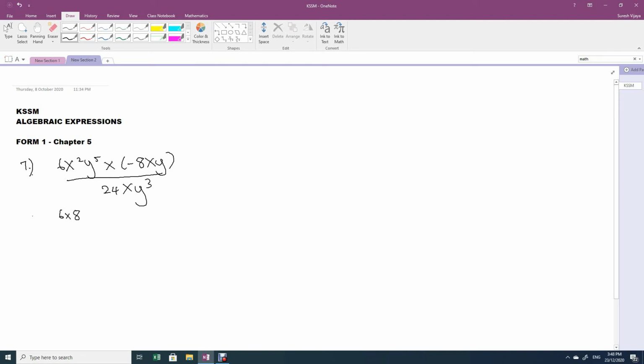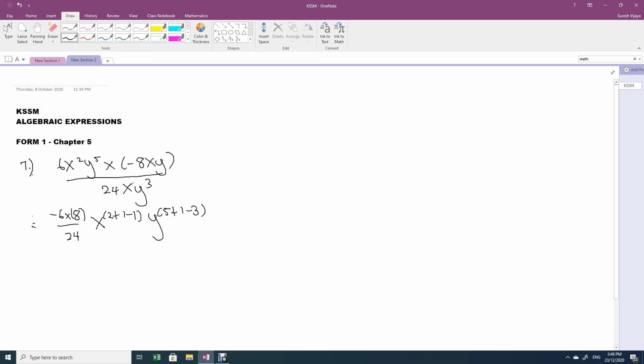6 times negative 8, divided by 24, and then we write the variable x to the power of 2 plus 1 because times x, then minus 1 because we divide by x at the bottom side. For y we have 5 plus 1 because times, then minus 3 because divide. So that's how we write this.